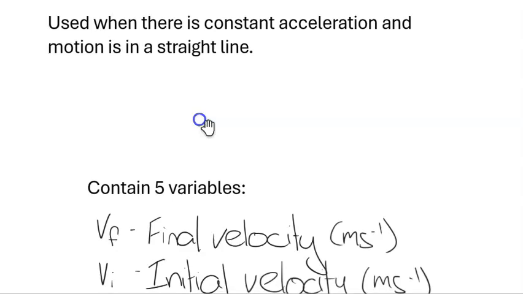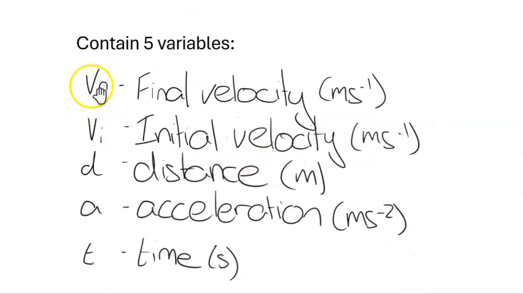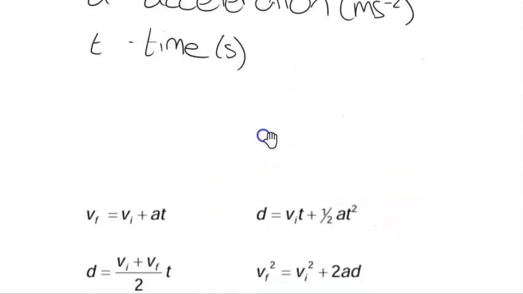With these equations, there are 5 variables that you'll need to know. V standing for velocity and f standing for final. Both velocities are in meters per second. So if you get any distances or any time that are not in those units, you'll need to convert them to either meters or seconds. Distance in meters, acceleration in meters per second squared, and then time in seconds.